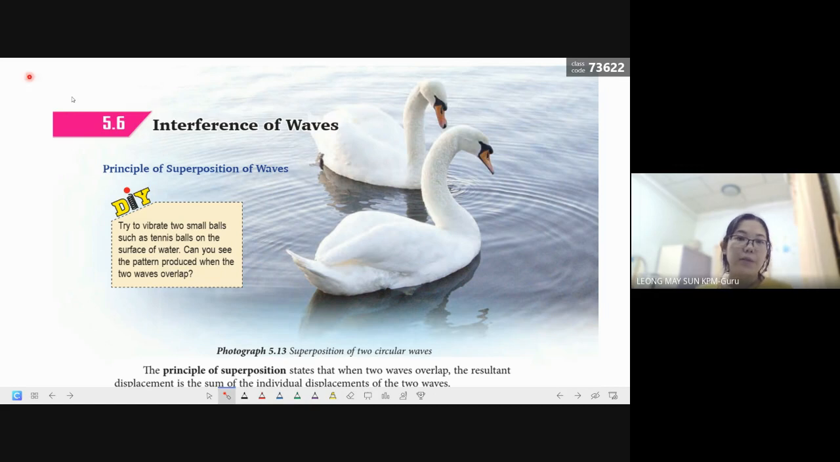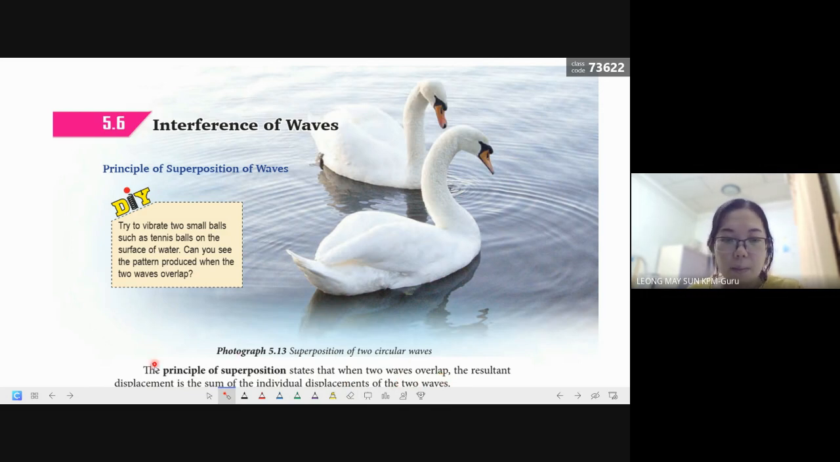Okay, now interference of wave. The waves we are talking about are here. The water wave that you can see, one is created by the swan at the front, and another wave is created by the swan at the back. So over here, the principle of superposition states that when two waves overlap, the resultant displacement is the sum of the individual displacements of the two waves.